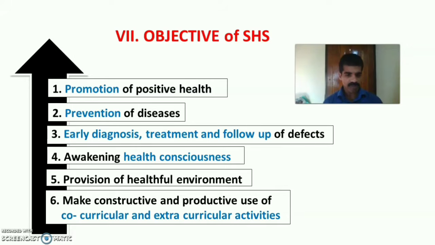Then sixth objective is to make co-curricular and extracurricular activities more constructive and productive. That is, make constructive and productive use of co-curricular and extracurricular activities in the school. So promotion of positive health, prevention of infectious diseases, early diagnosis, treatment and follow-up services, awakening health consciousness, provision of healthful environment for the school children and constructive and productive use of co-curricular and extracurricular activities in the school. These are the 6 objectives of school health services.